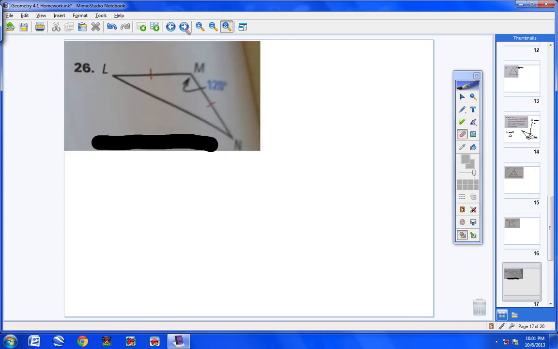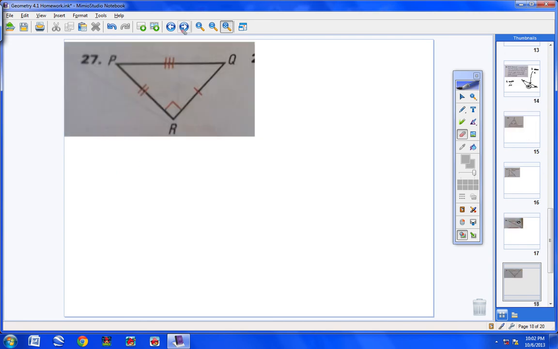Number 26. All right, now let's see. Notice we have an angle here that's 120 degrees. Do you see that? So you don't need to know what this angle here is or this angle here. We really don't care. As soon as you see that you have one obtuse angle, then you know that you have an obtuse triangle. And as soon as you see that you have two congruent sides, 1, 2, then you know that you have an isosceles triangle. So this triangle here would be an obtuse isosceles triangle.